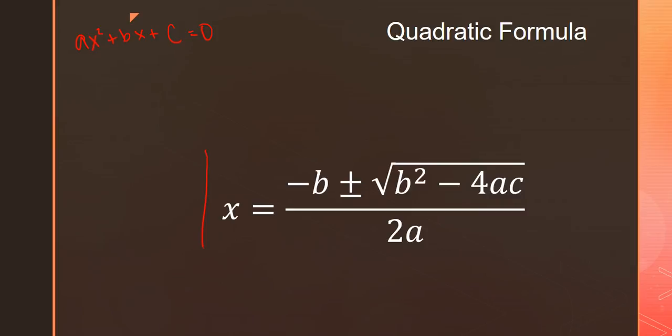So here's the formula. x equals negative b plus or minus the square root of b squared minus 4ac, all over 2a. So a is the coefficient on x squared, b is the coefficient on x, and c is the constant without a variable. Just be careful if one of those is missing, that means that it is 0, and that can happen. So let's look at some examples.